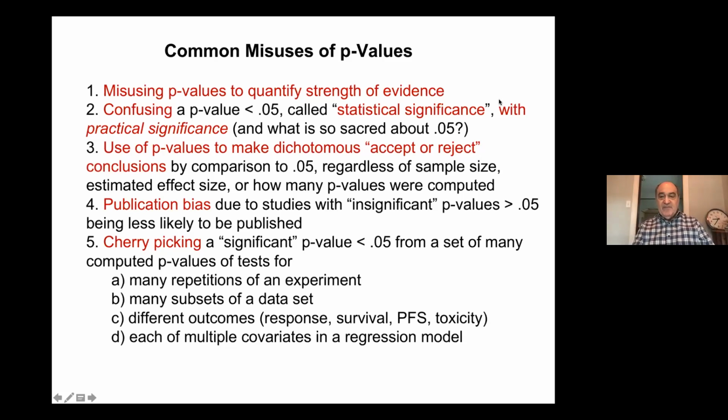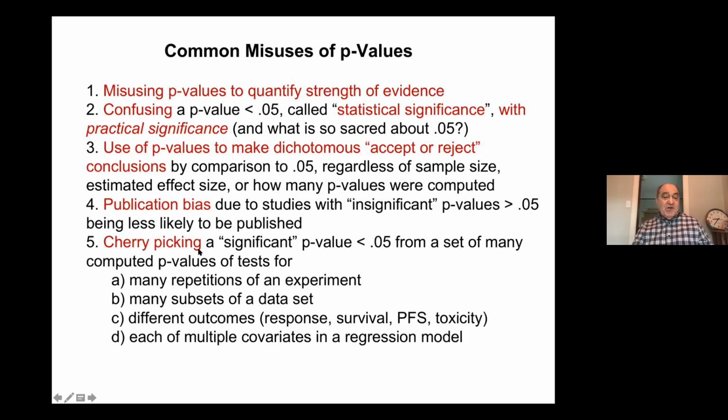be considered meaningful. And then the fact that you dichotomize your evidence, you say accept or reject, regardless of sample size, estimated effect size, or how many p-values you computed. Publication bias is due to studies with insignificant p-values being less likely to be published. Editors do this all the time.